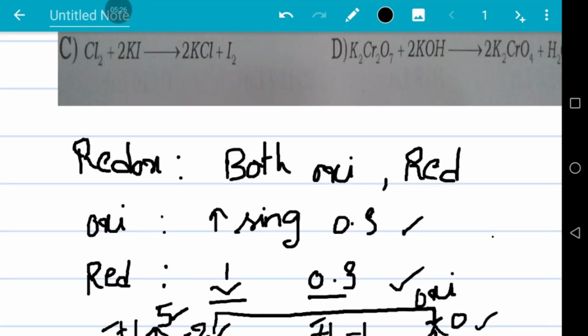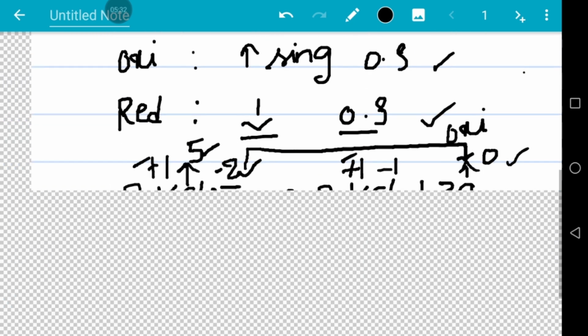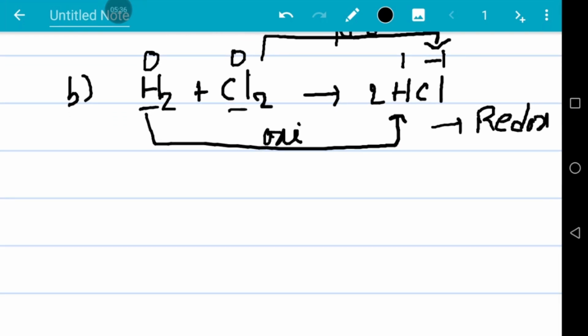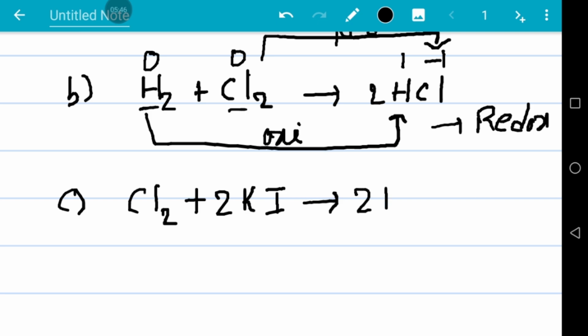What is the third option? Option C: Cl2 plus 2KI gives rise to 2KCl plus I2. So this is the equation. Now check whether it is a redox reaction or not.